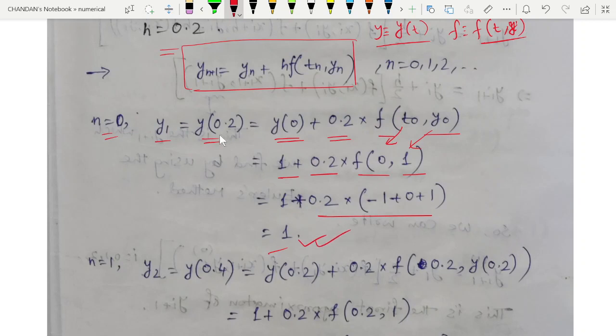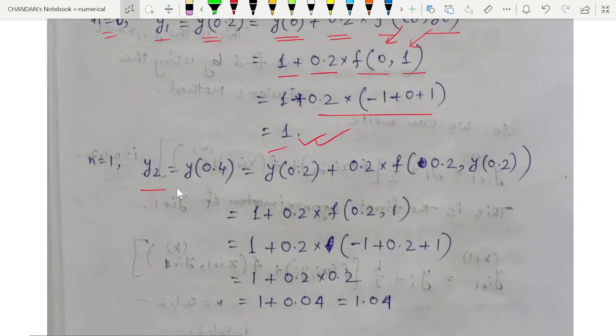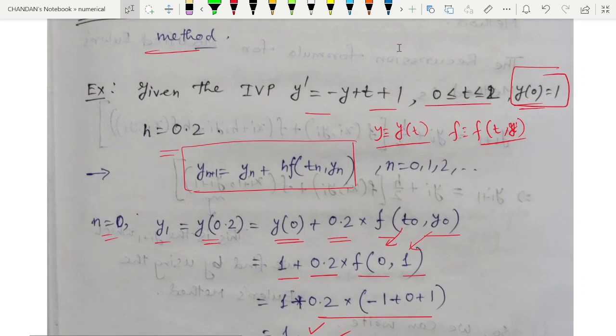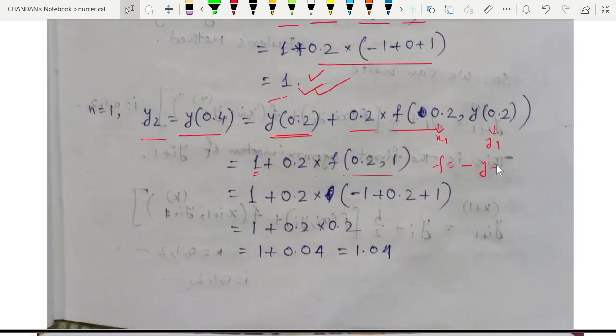So this is the value of y at 0.2. Now if we calculate y at 0.4, then for n equal to 1, y 2, which is y at 0.4, is equal to y 1, and the y 1 value is y at 0.2, which is equal to 1. So y 1 plus h into f of x 1 and y 1, this is the x 1 and this is the y 1, okay? So this is equal to 1 plus 0.2 into f of this term, and if we calculate the value, f is equal to what is given, f is equal to minus y plus t plus 1. So we put the value, then we get this easily.